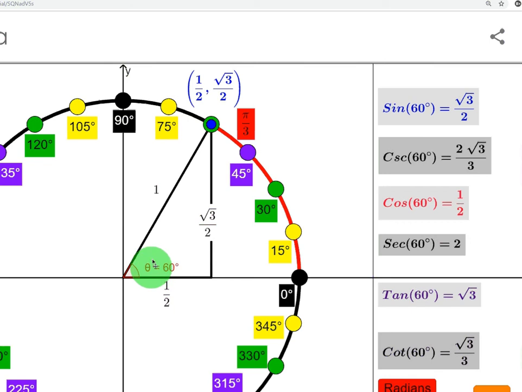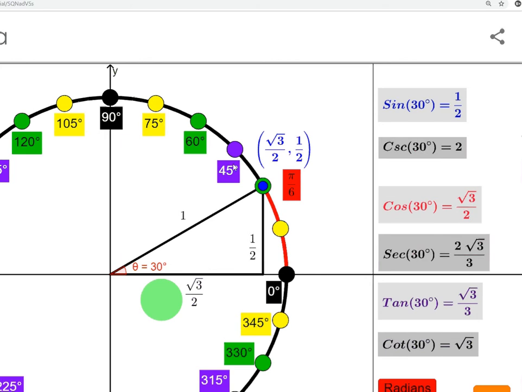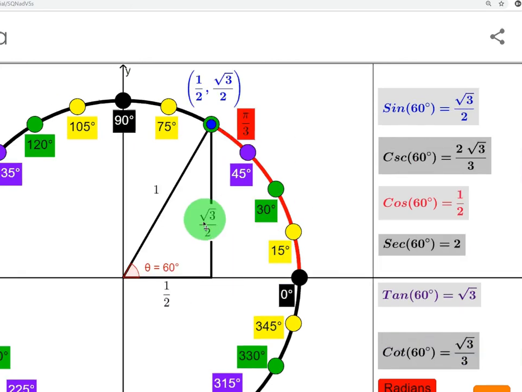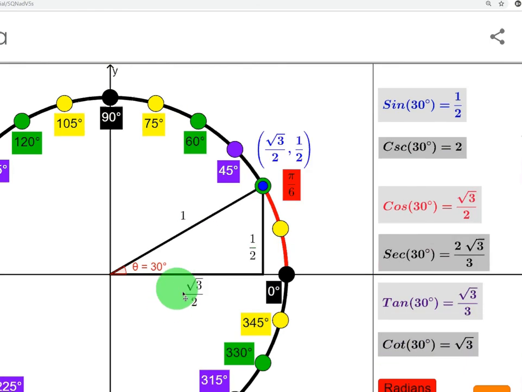Well, secant of 60, what's the definition of secant? Secant is hypotenuse over adjacent, 1 divided by 1/2. We see that when we switch from 60 to 30, these two sides again switch. The square root of 3 over 2 becomes the height, and the 1/2 becomes the base, and vice versa. So we see a second pair.